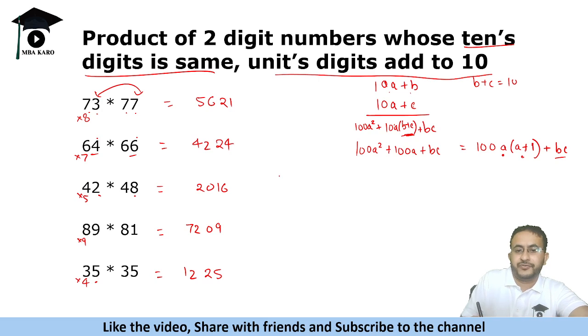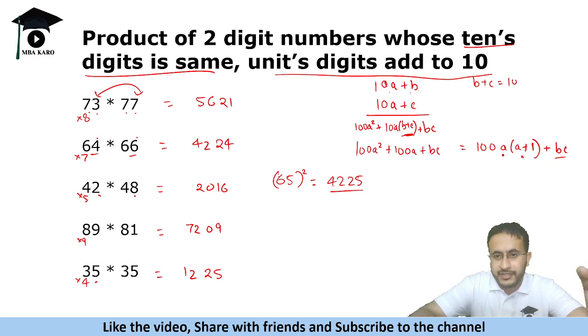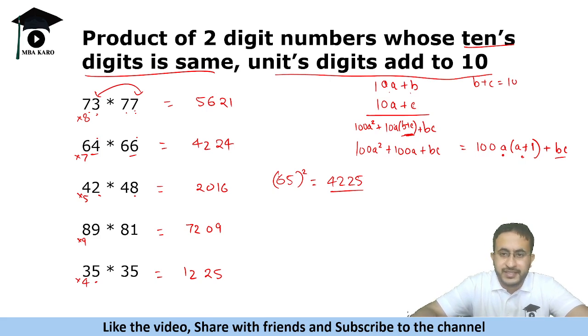Now from this, you get that if a number ends in 5 and we have to find its square, let's say I have to find 65 whole square. So we do 6 into 7, 42 and 25. So this is a way to find squares of numbers ending in 5. But it is beyond that. If the sum of the units digits is 10, we can do it instantly. So try with any set of two digit numbers wherein the tens digit is same and the units digits add to 10, you can get the product instantly.